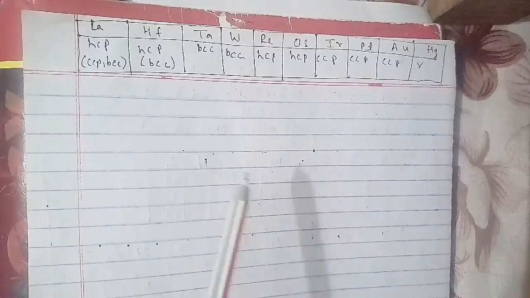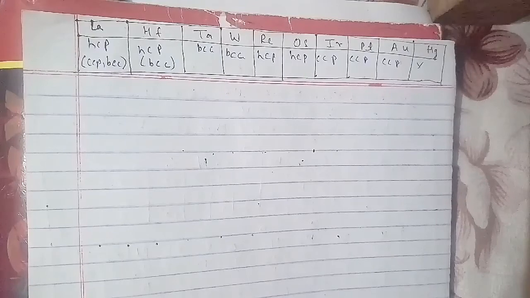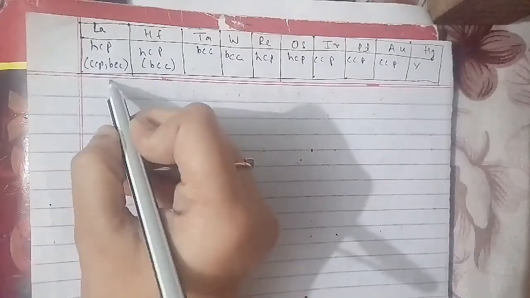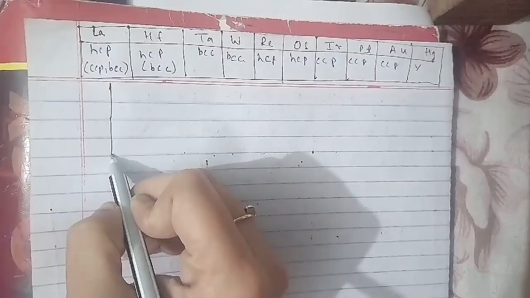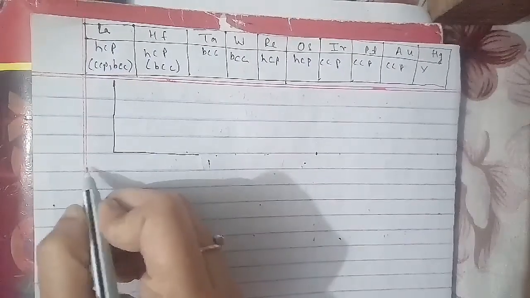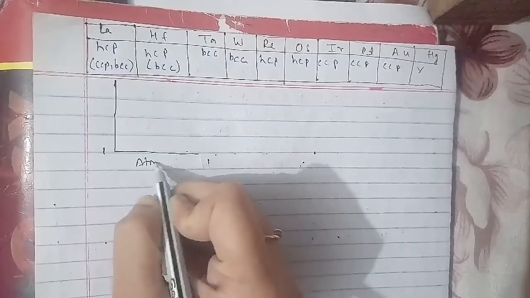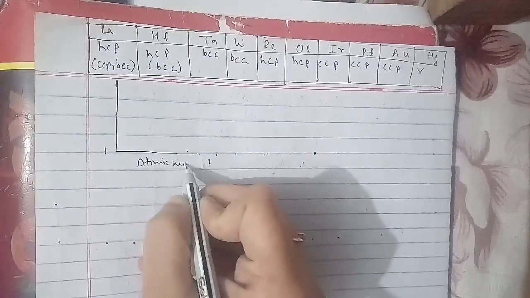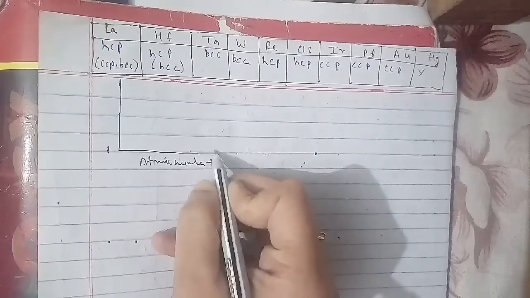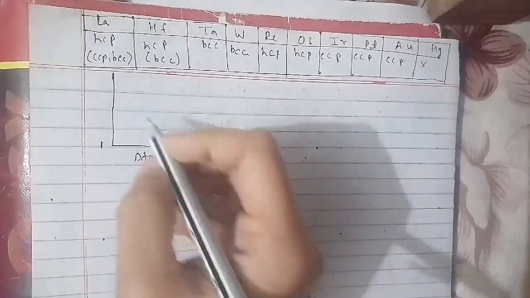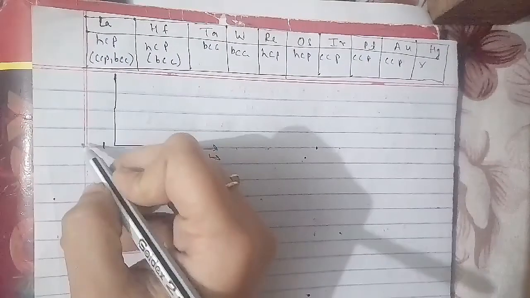This is trends in... I'll just write it down here. First I'll name it out. One, this is your atomic number on this side. On this side we have your melting point, 10 to the power 3 Kelvin. So in the same case, this is 1, 2, 3 and 4.